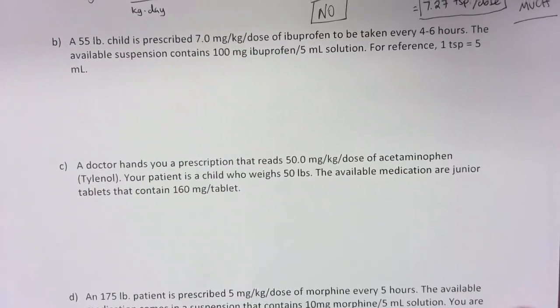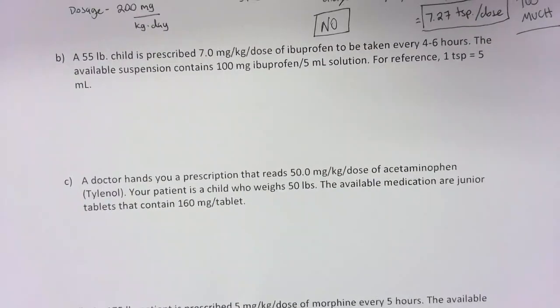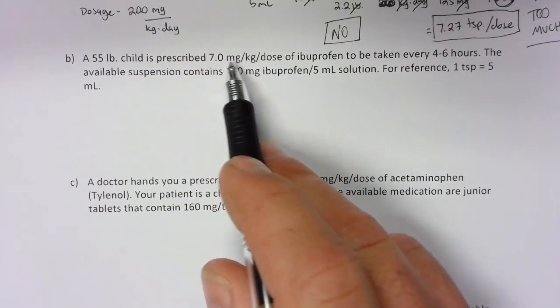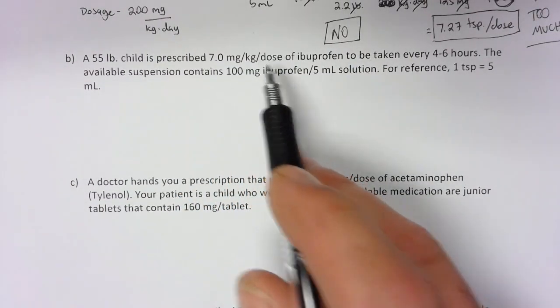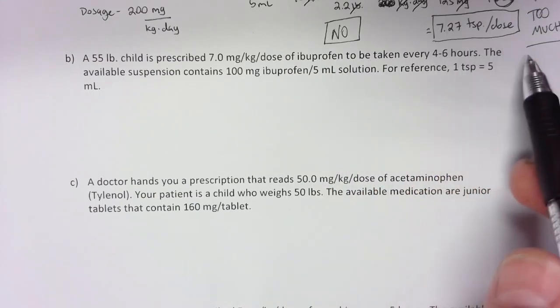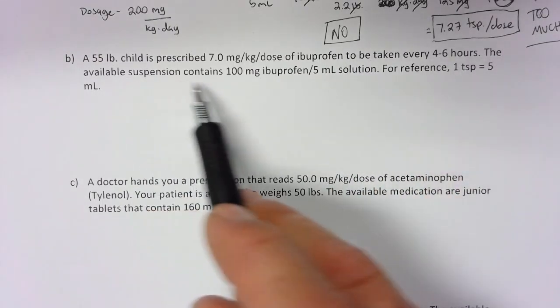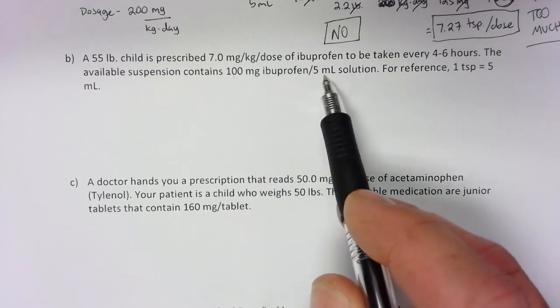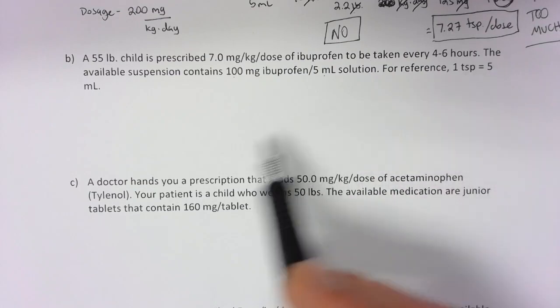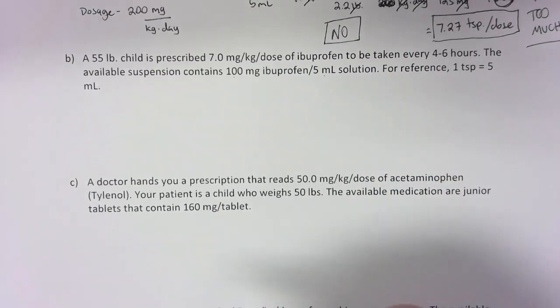All right, next problem. A 55-pound child is prescribed 7 milligrams per kilogram per dose of ibuprofen to be taken every 4 to 6 hours. The available suspension contains 100 milligrams per 5 milliliters of solution. I've given you that same reference. 1 teaspoon is equal to 5 mils, so you can just think about it in terms of teaspoons.